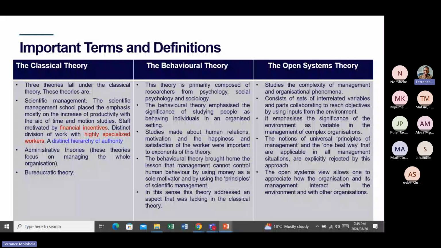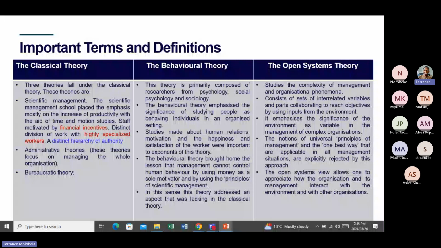So scientific management mostly aims to maximize productivity with the aid of time and motion studies. Very, very important. Why? Because at the end of the day, what you want is a productive workforce. And for productivity to be experienced within your organization, you need to give people time to think, to come up with strategies on how to tackle problems.